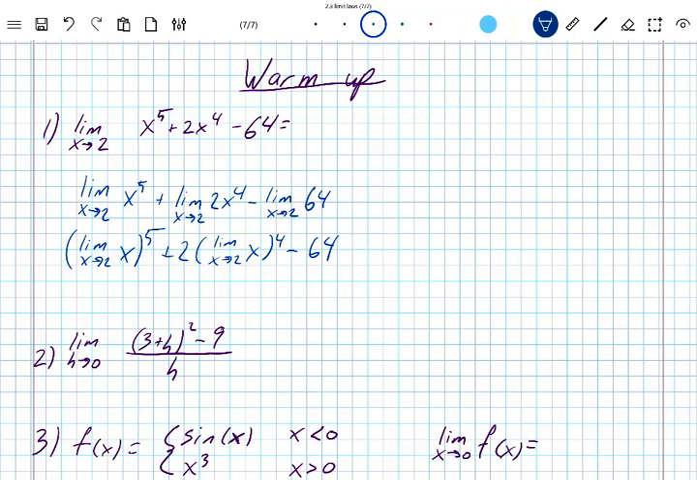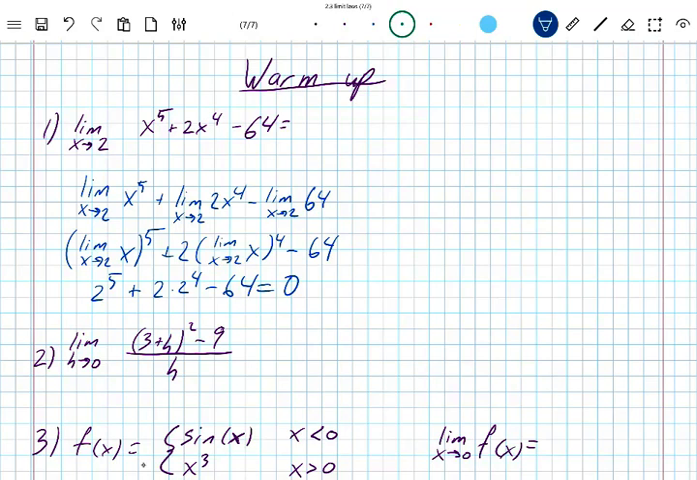It goes to 2. So this becomes 2 to the 5th plus 2 times 2 to the 4th minus 64 equals, if I did this right, 0. That's 32 plus 32 minus 64, which is 0. All right, that was the really slow way. That's a super true way. But we also said, hey, as we get more comfortable with this, we can take a few more liberties.